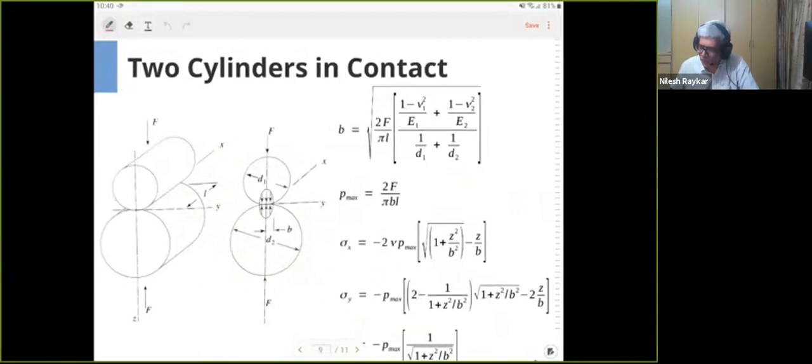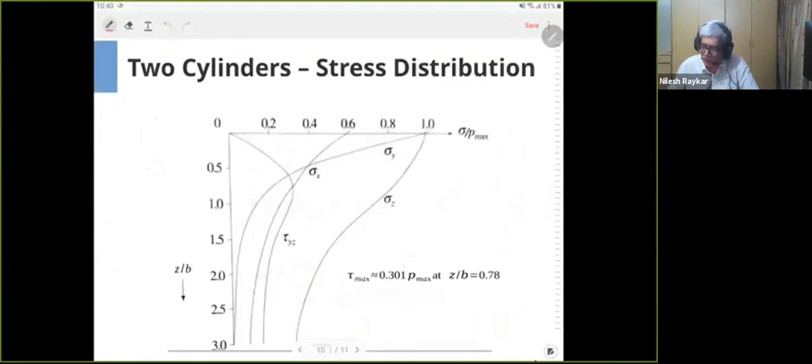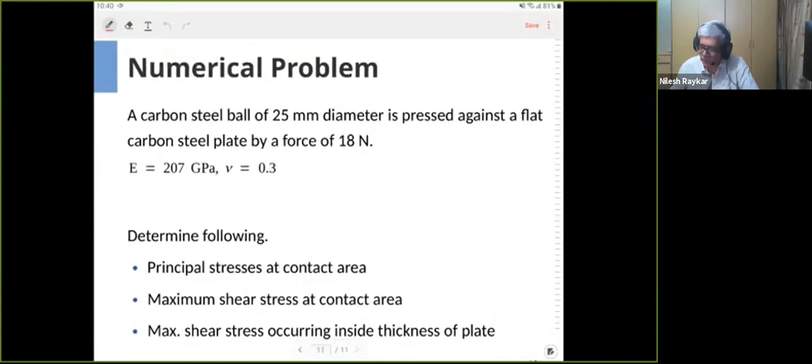Okay, next we are considering two cylinders in contact. In similar fashion, you calculate the contact width and then calculate the maximum shear stress location. And then we have seen a numerical problem based on this.